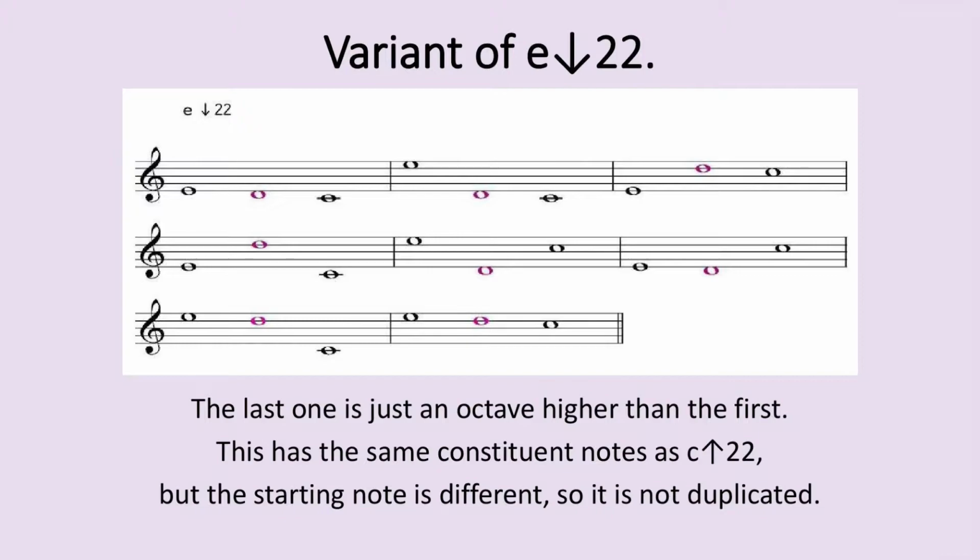Variant of E downward 2-2. The last one is just an octave higher than the first. This has the same constituent notes as C upward 2-2. But the starting note is different, so it is not duplicated.